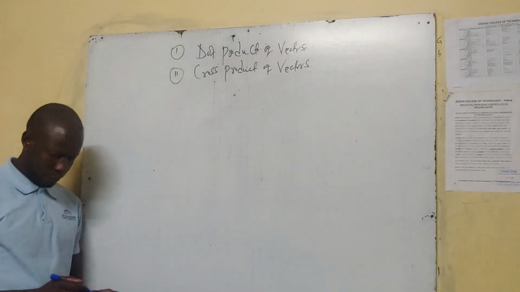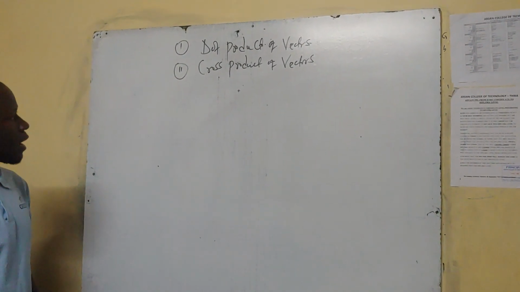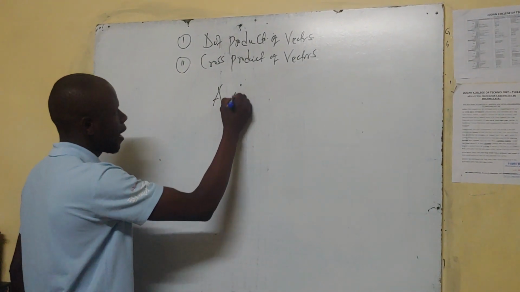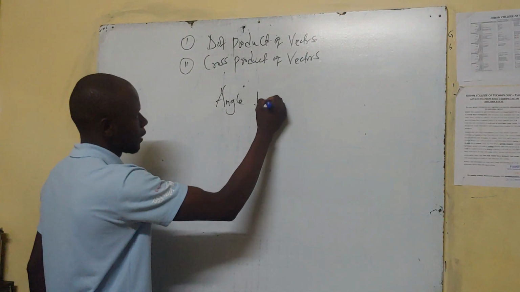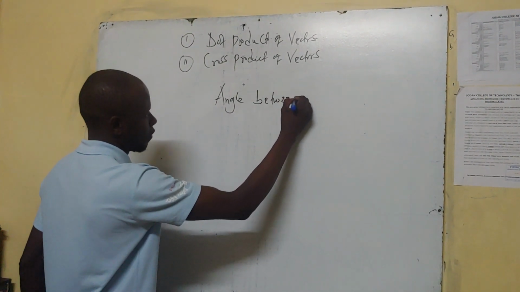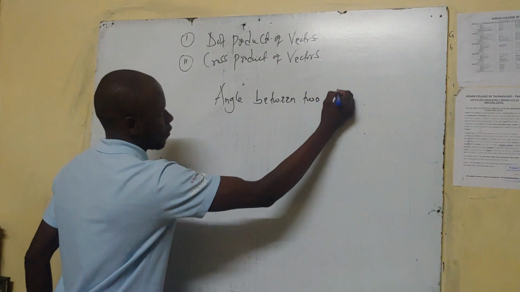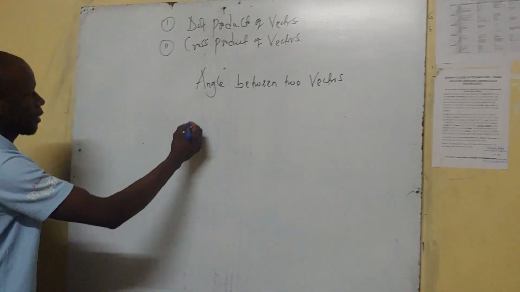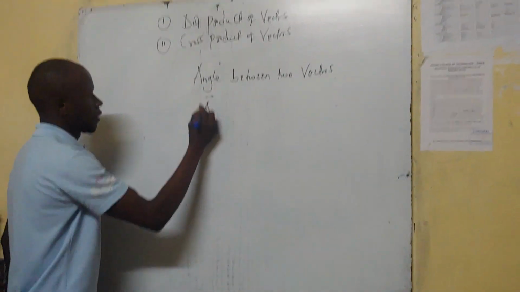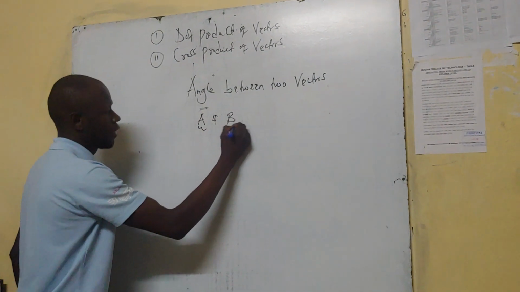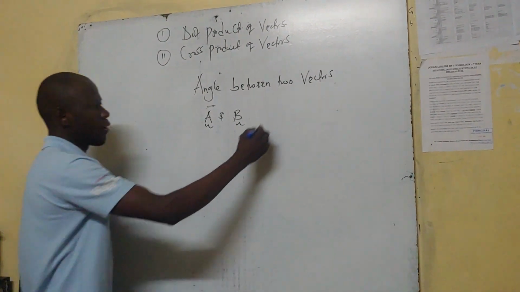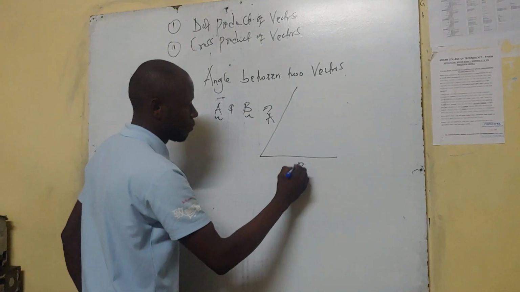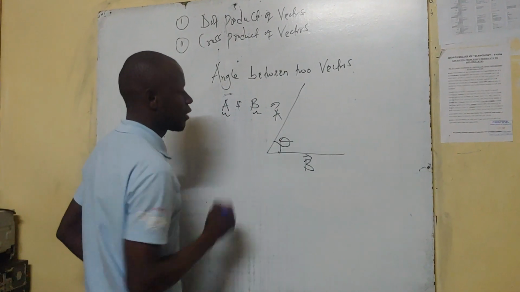So in this video, we want to look at another subtopic in vectors, that is how to find an angle between two vectors. So in this case, if you are given two vectors, say vector A and vector B, then how can we find the angle that is going to be made by these two vectors, vector A and vector B?